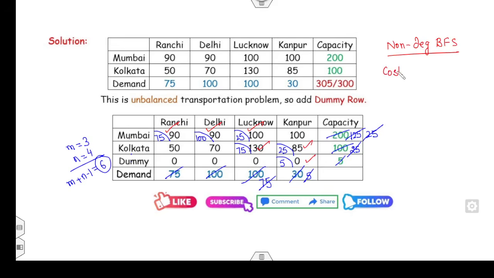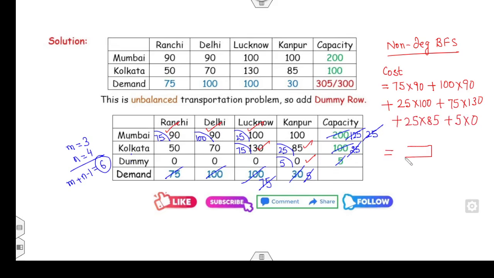And the cost will be 75 into 90 plus second cost is 100 into 90 plus 25 into 100 plus 75 into 130 plus 25 into 85 and plus 5 into 0. After using the calculator or by using manual calculation, you will get the initial basic feasible solution.